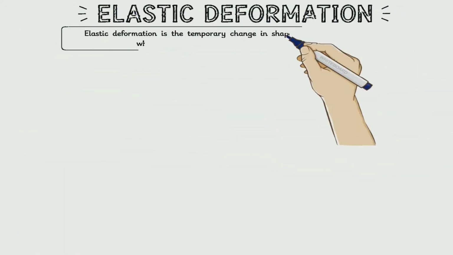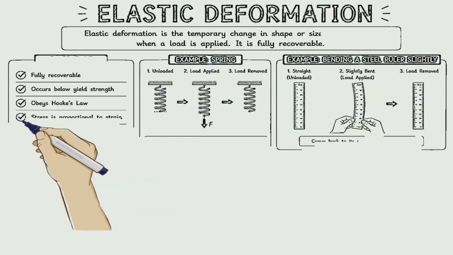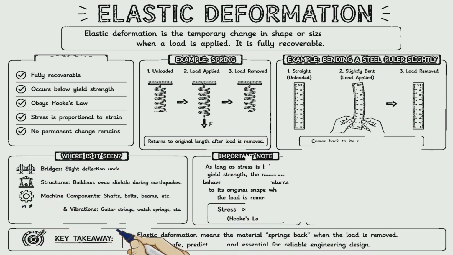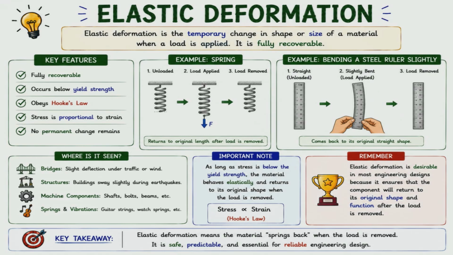Elastic deformation is fully recoverable. When the load is removed, the material returns to its original dimensions. This behavior occurs below the yield strength and follows Hooke's law, where stress is proportional to strain. Springs, shafts, bridges, and machine components are typically designed to operate within this region to ensure reliability and repeatable performance.